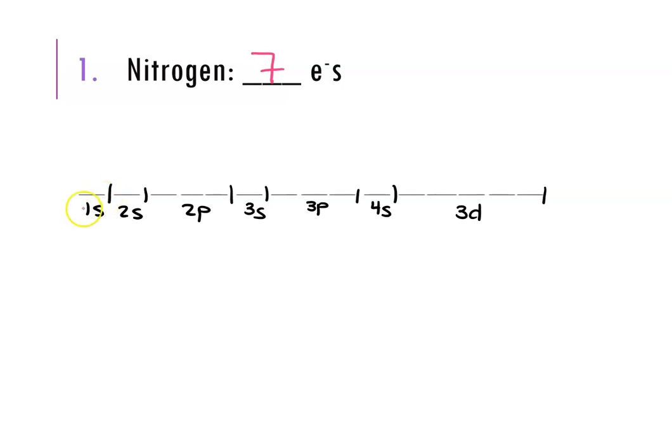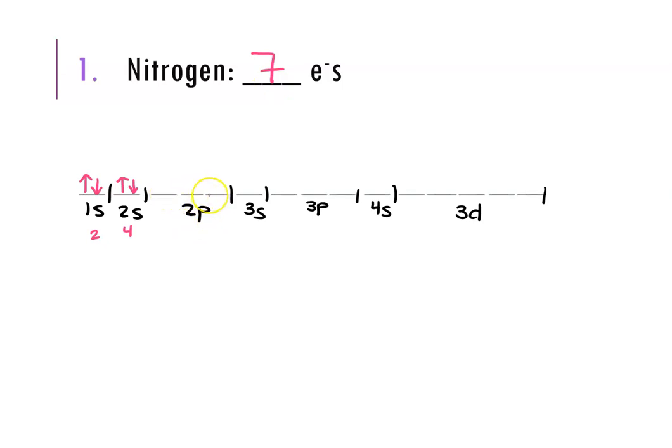So I start with the 1s sublevel. There's only 1 orbital for s, so I go 1 up, 1 down, and I have used 2 electrons. Then I go to the 2s, which also only has 1 orbital, 1 line. So I go 1 up, 1 down, and now I've used 4 electrons. Nitrogen has 7 electrons, so I'm going to fill in the last 3 electrons in the 2p.